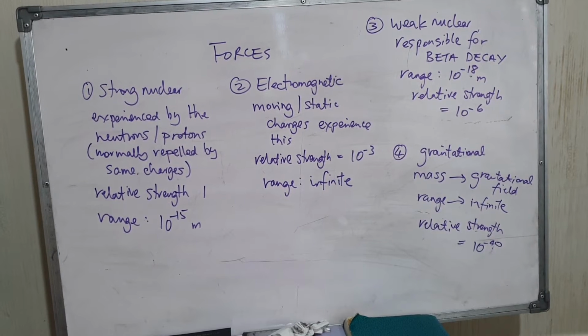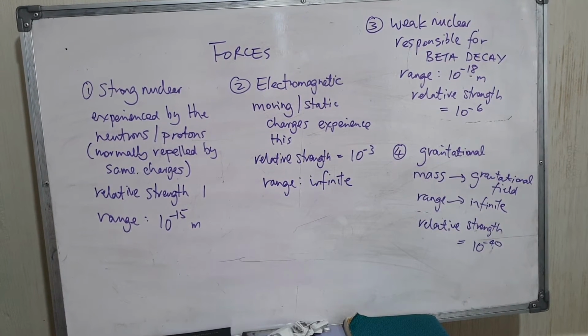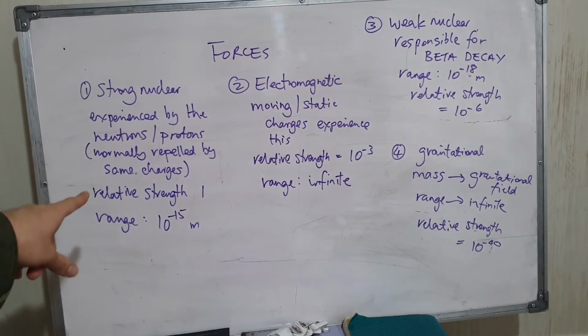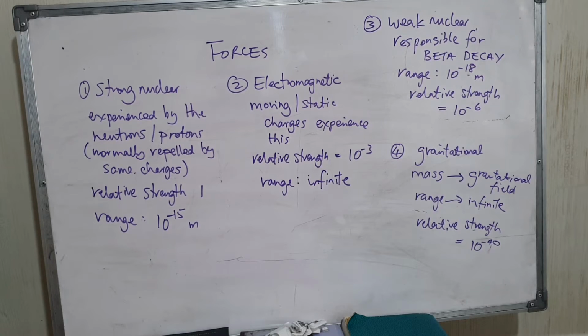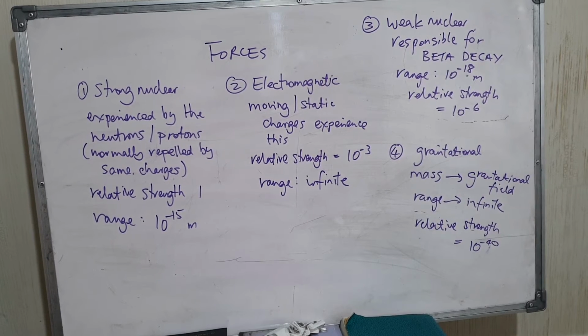The next force is the electromagnetic. It is experienced by moving or static charges. The relative strength is 1,000 times smaller than that one, which is 10 to the minus 3, and the range is infinite. Number 3, the weak nuclear. It is responsible for beta decay.